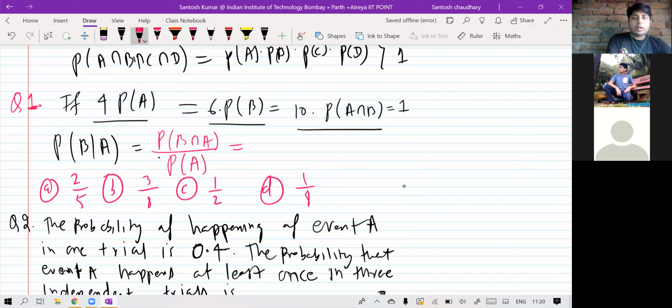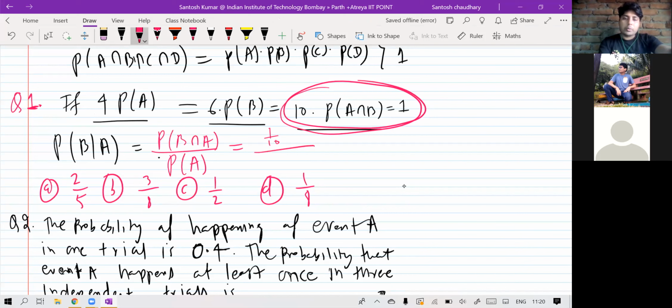Now use this condition. What is probability of A intersection B? It is 1 by 10. So you put 1 by 10 in the numerator upon probability of A. Since 4 times probability of A is equal to 1, what is probability of A?